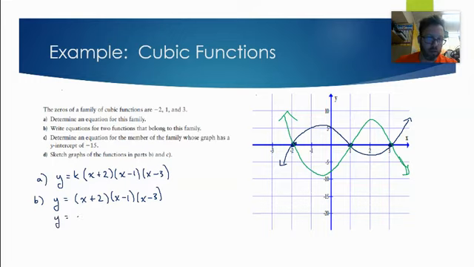Let's choose 7, in honor of the greatest Raptor of all time, Kyle Lowry. x plus 2, x minus 1, x minus 3. Just for 2 examples.